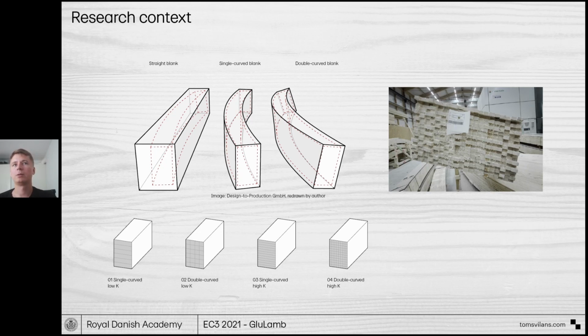The image on the right shows an example of a double curved blank of moderate curvature, showing how the manufacturing complexity greatly increases with freeform timber elements.